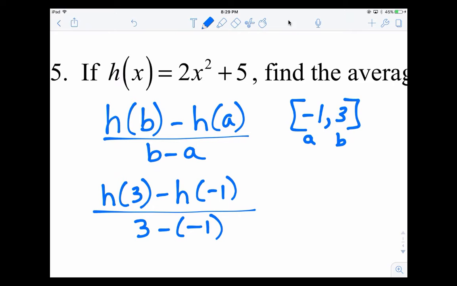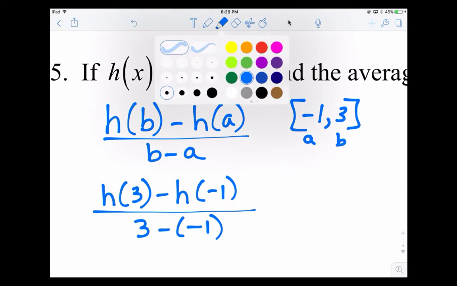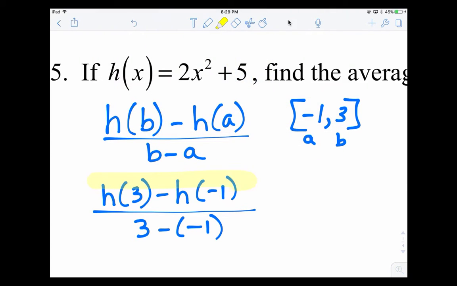All right, so this step that I have here, you guys really need to show that. I know it might not seem that important, but as you work through this course, and when you take calculus next year, it's very important that you show that difference quotient setup.